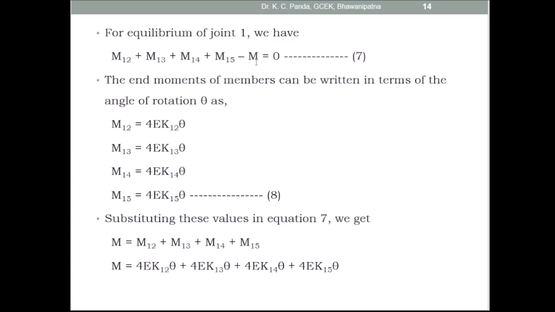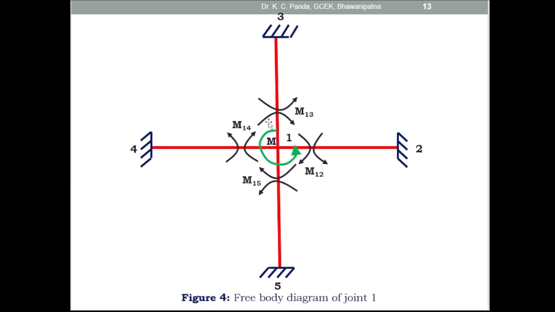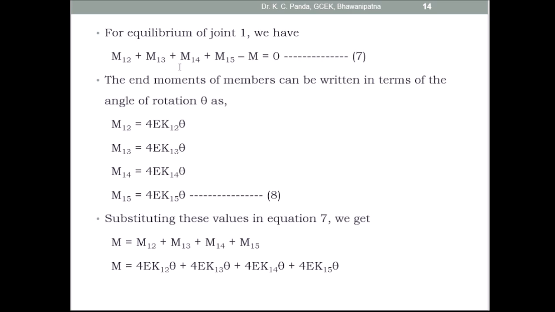For equilibrium of joint 1, we have M12 plus M13 plus M14 plus M15 minus M is equal to 0. This is equation 7. So here take the equilibrium of joint 1. This is the moment in the anti-clockwise direction, and these are the moments in the clockwise direction: M12 clockwise, M15 clockwise, M14 clockwise, and M13 clockwise. So take the sum of the moments at joint 1 equal to 0. That is, M12 plus M13 plus M14 plus M15 minus M is equal to 0.